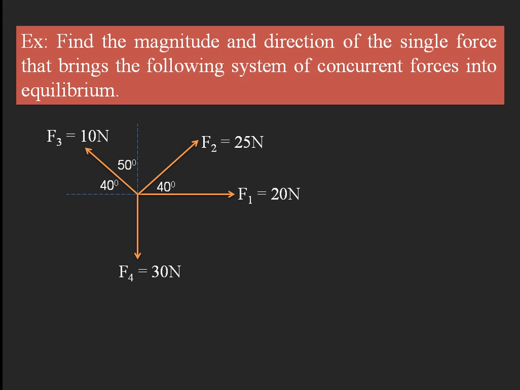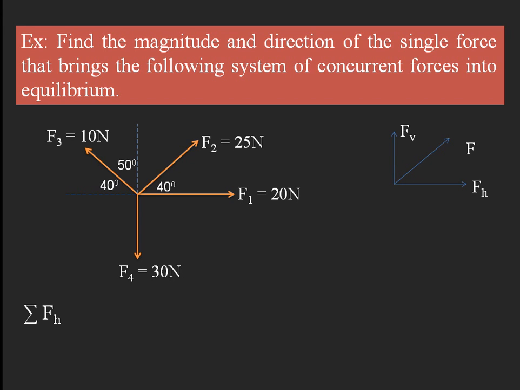For that, here I am giving the angles. F2 is acting at an angle of 40 degrees, and F3 is acting at an angle of 50 degrees with respect to the y axis, and similarly the same F3 is acting at an angle of 40 degrees with respect to the x axis. I have already told you, whenever a force is acting at a particular angle, we can resolve it into two components, Fh and Fv, the horizontal and vertical components.